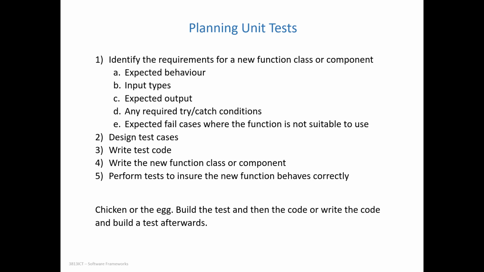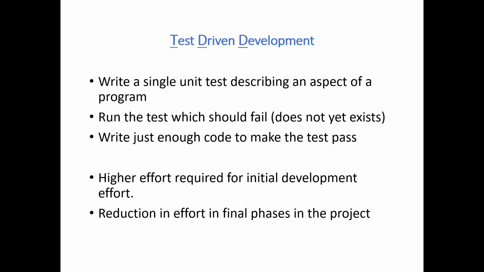So is it chicken or egg? Do we build our test and then code, or do we write the code and then build a test to check that what we built was okay? That leads us to the concept of test-driven development. In essence, what we want to do with test-driven development is to write a single unit test describing an aspect of our program. We run that test once, and obviously it will fail because the code does not yet exist. Then we write just enough code to make that test pass.